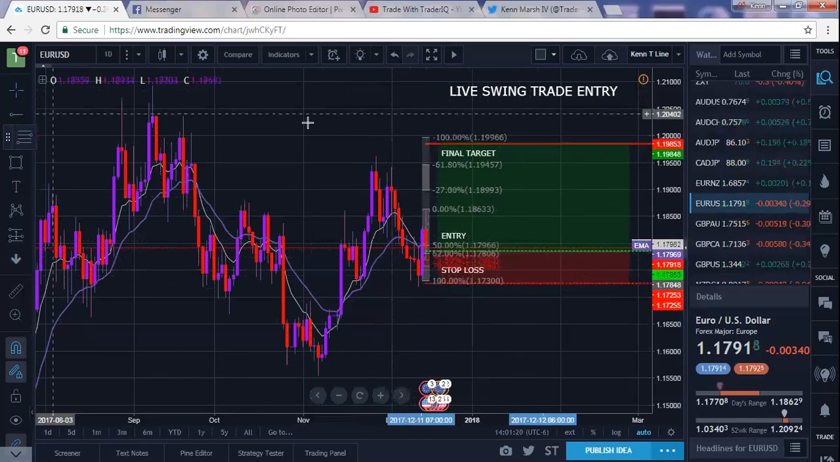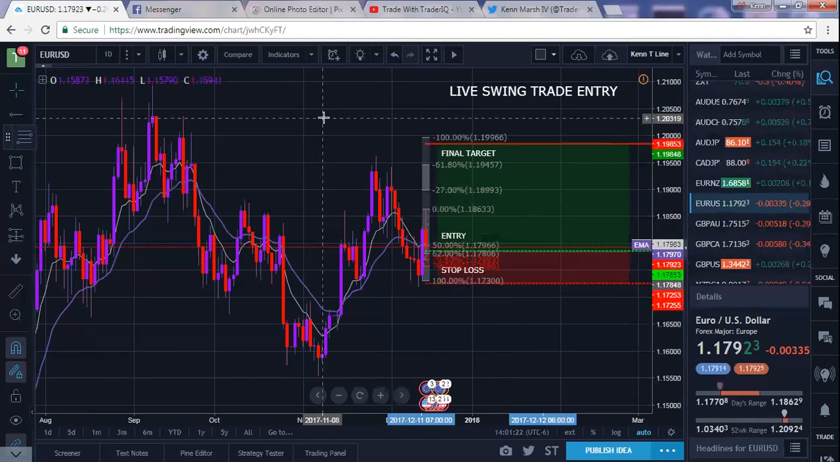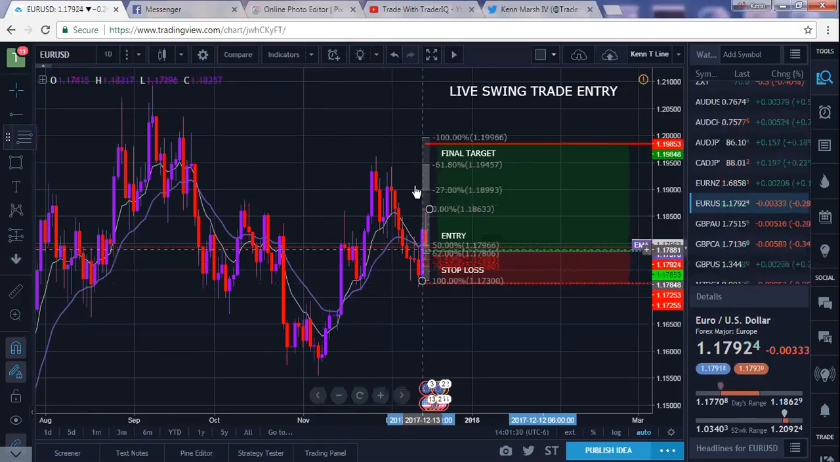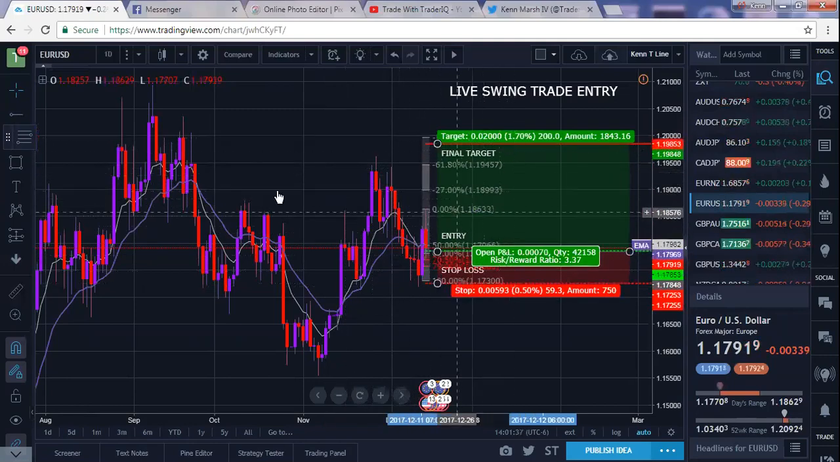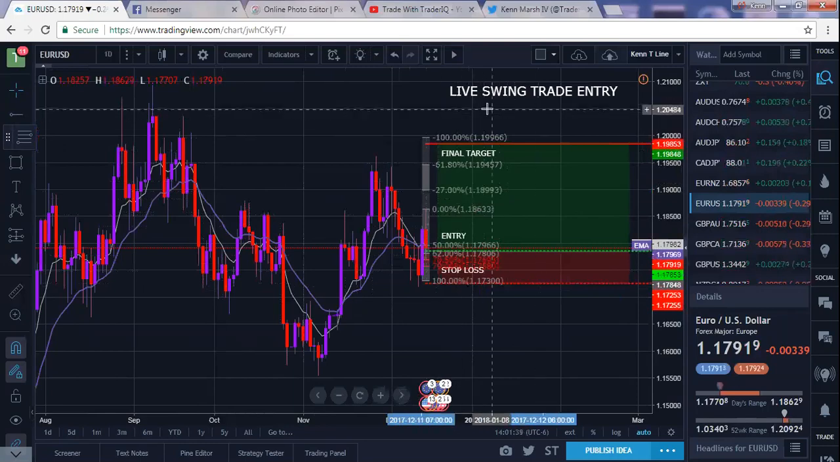Hopefully it works out. Like I've always said in my videos, it's not about winning or losing. It's about controlling your drawdown. So if we win this trade, it's going to be a beautiful trade, 200 pips. This is probably going to take several days. So this is a long, right here, should change the live to a very long swing trade entry. But that's what I'm looking at on the Euro USD.